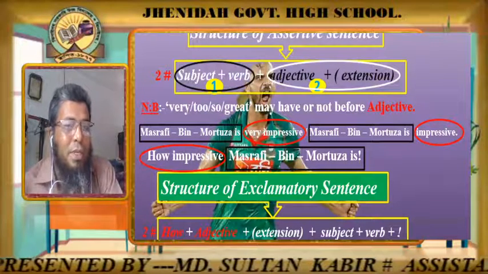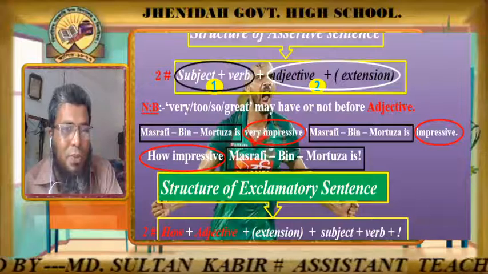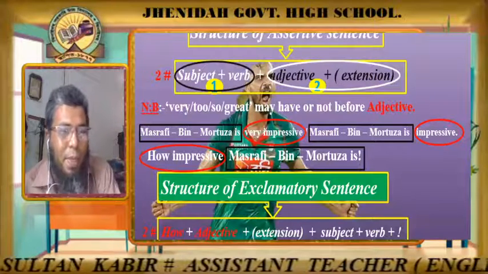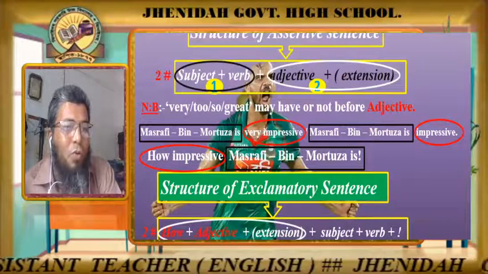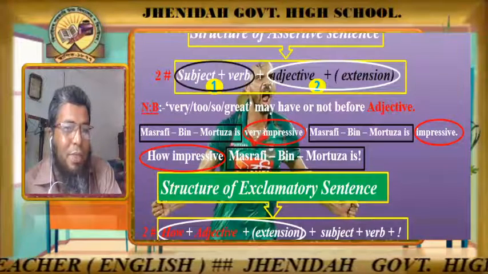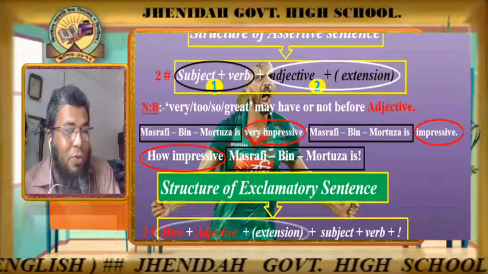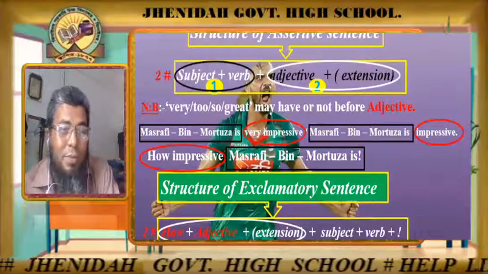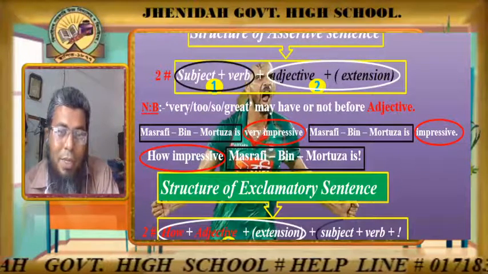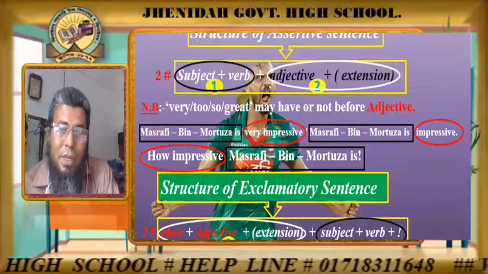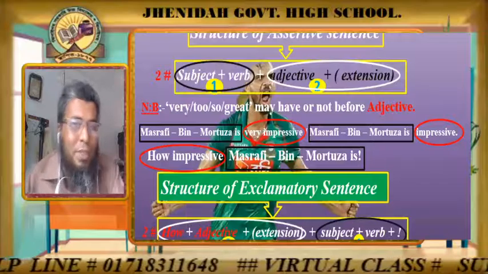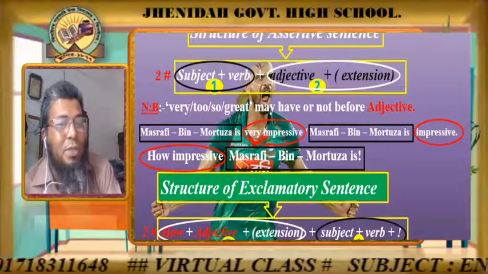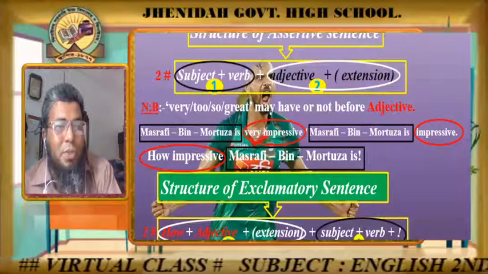Okay, so I think you have understood the rule how can we change an assertive sentence to exclamative sentence. So look: how plus adjective plus extension, this is the second portion. And subject plus verb, this is the first portion. So by following these rules, we can change an assertive sentence to exclamative sentence. Okay.